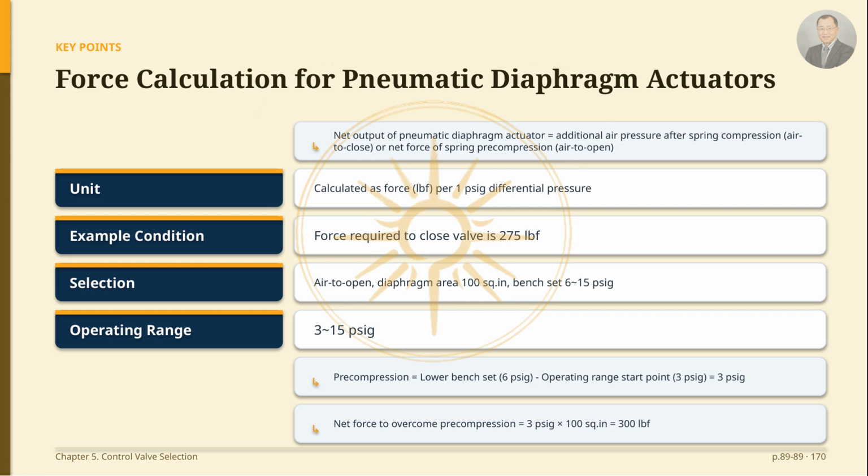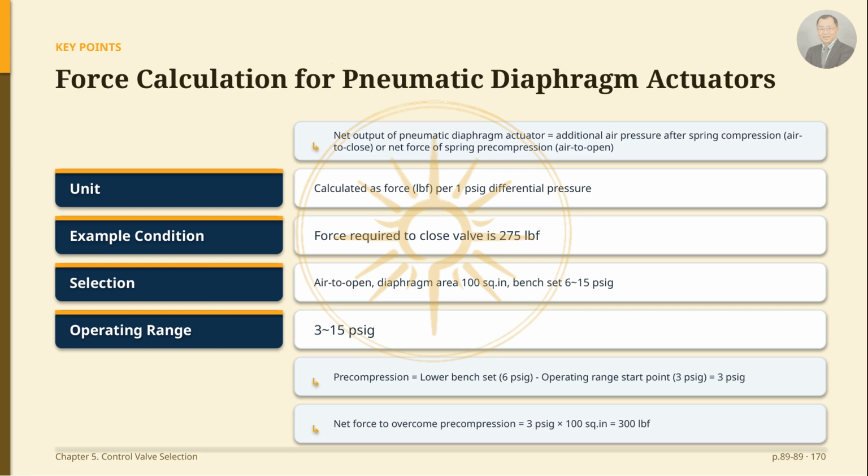Let's look at a specific example. Suppose that as a result of the calculation using the procedure described earlier, 275 lbf is required to close the valve. In this case, one available option is an air-to-open actuator with a diaphragm area of 100 square in and a bench set of 6 to 15 psig. The expected operating range is 3 to 15 psig.